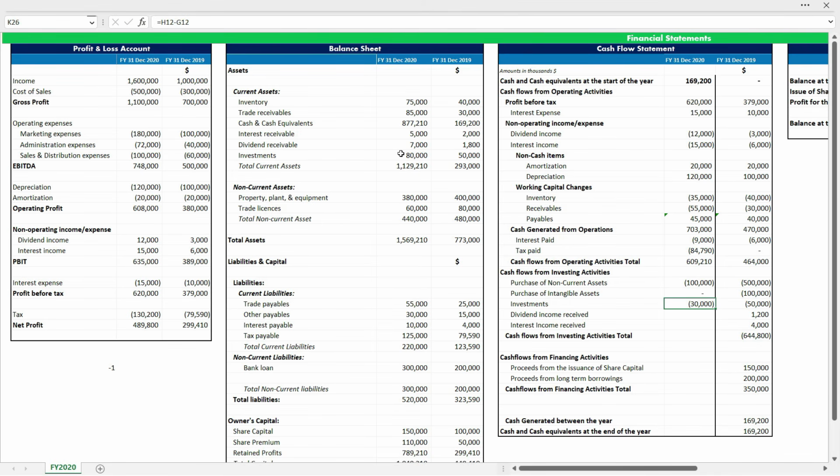If you like to do that in the previous way, this value minus this value, multiply by -1, that is okay, there is no problem as well. Let us talk about dividend income received.